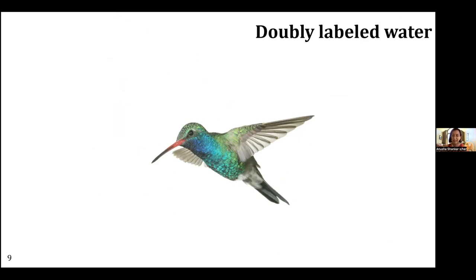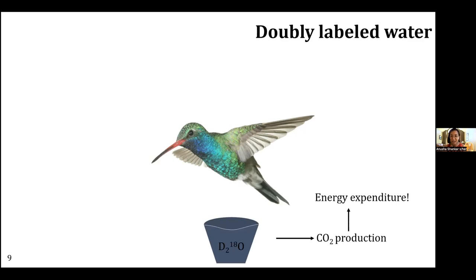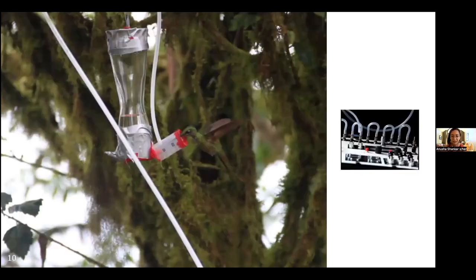And 24 hours later from the field, you try to re-catch it. And in that time, it's been breathing out carbon dioxide and peeing out water. So it's losing oxygen two ways, and it's losing the deuterium only one way. And so the difference tells you how much carbon dioxide they've been breathing out in 24 hours. And that's a really good proxy for how much energy they've spent in those 24 hours. So we can use this method with hummingbird pee, which excites me so much, to know how much energy a bird spends in the field in 24 hours.